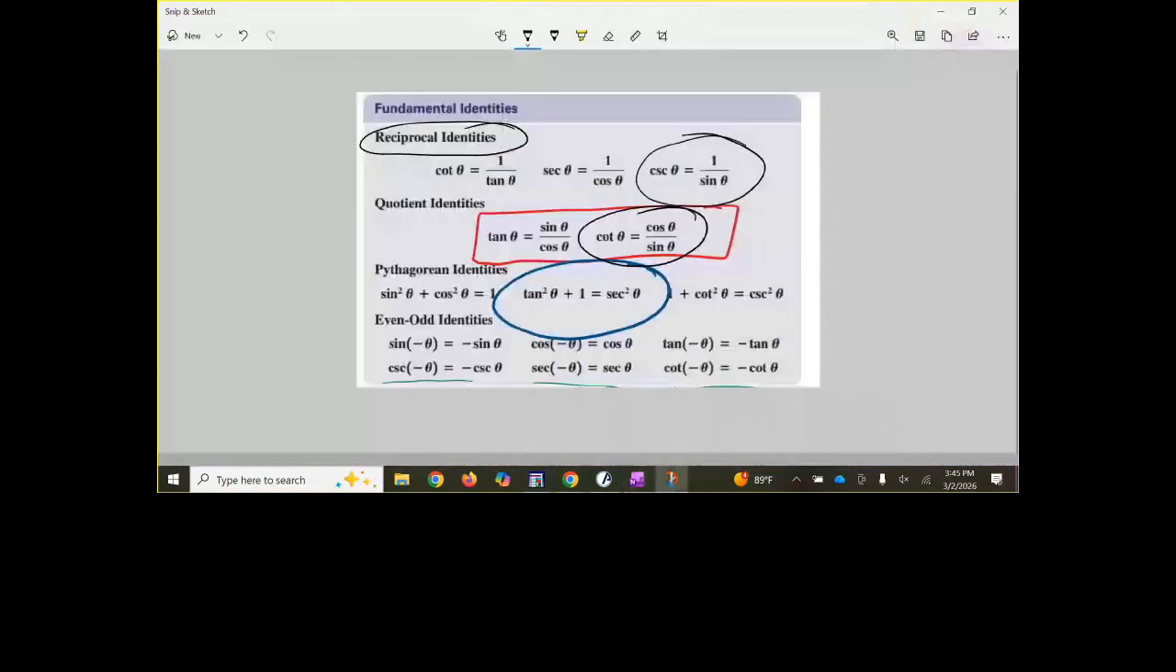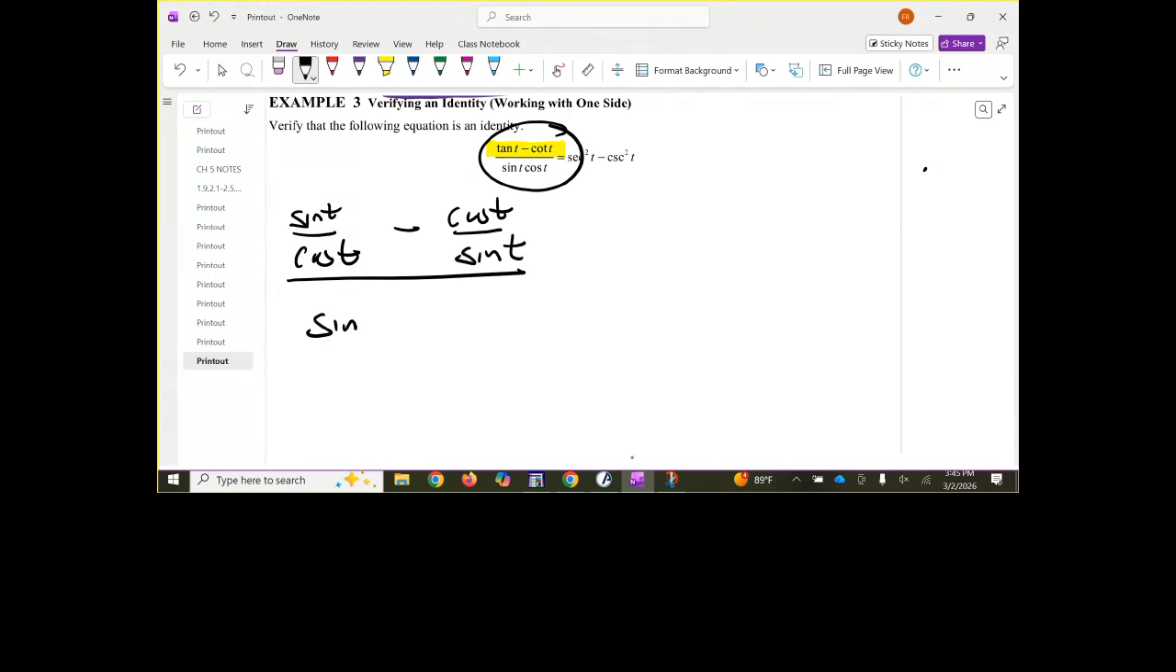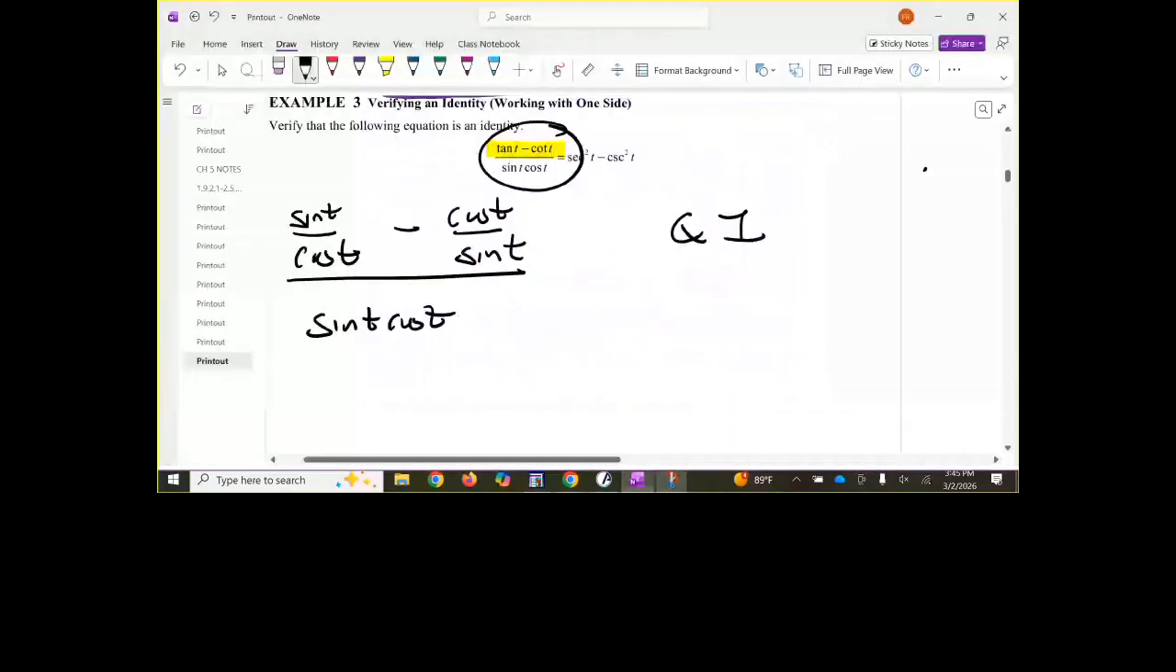Let's come back here. Let's take a look. Tangent, look, y'all, we can write tangent as sine over cosine, and cotangent as cosine over sine. So we're going to say sine t over cosine t minus cosine t over sine t, and on the bottom, I've got a sine t cosine t. What did we use? That was a quotient identity, right? Yes, quotient identity.